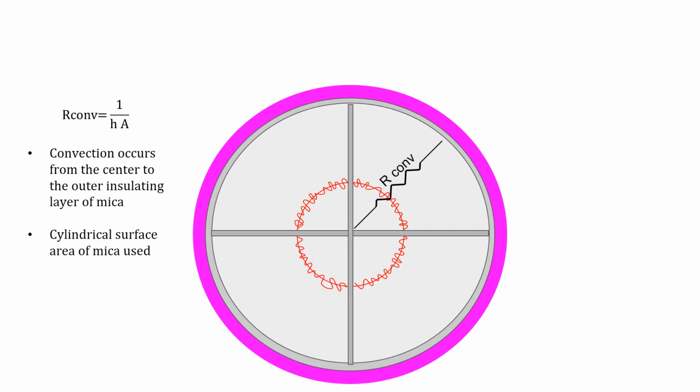In order to appropriately show this effect, a resistance network is started from the center of the blower to the outer surface of the mica. We know that the resistance due to convection can be determined by taking 1 over the product of the convection coefficient and the surface area present. The cylindrical surface area of the mica will be used for this.